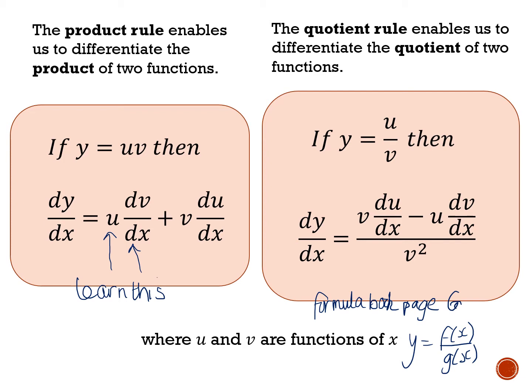And what you've been doing up until now, hopefully with all of the questions you've been doing, is writing out what u is, writing out what v is, differentiating them, quoting the formula or the rule that you're using, and then subbing in just to avoid mistakes. So all we've got today is 4 different examples that we're going to have a look at together.